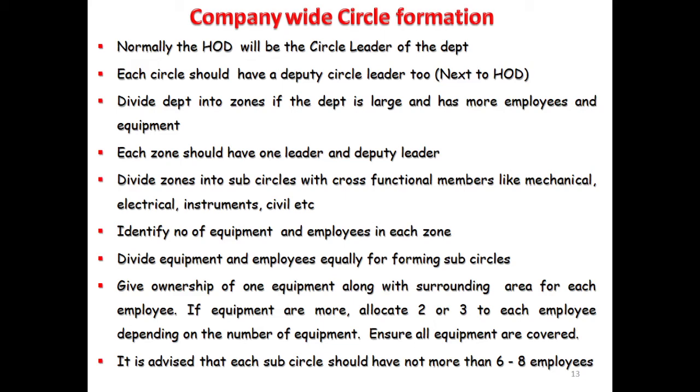Identify the number of equipment and employees in each zone. Divide equipment and employees equally for forming sub-circles. Give ownership of one equipment along with the surrounding area to each employee. If equipment are more, allocate 2 or 3 to each employee depending on the number of equipment. Ensure all equipment are covered. Each sub-circle should not have more than 6 to 8 employees for close monitoring. Form the sub-circles accordingly.